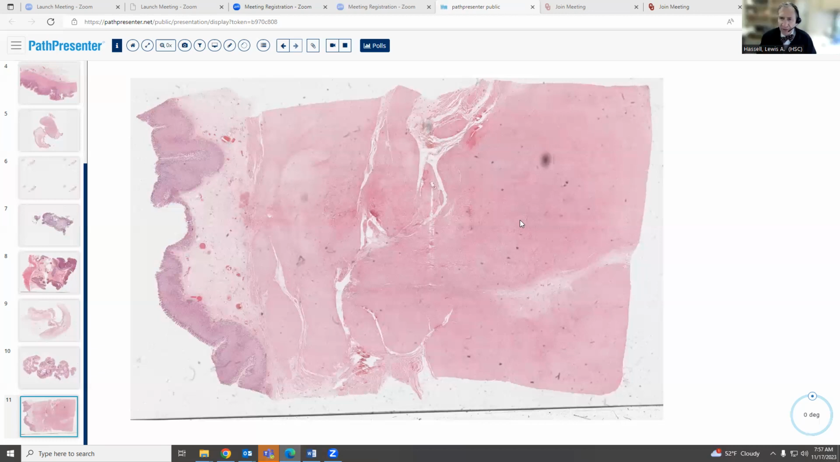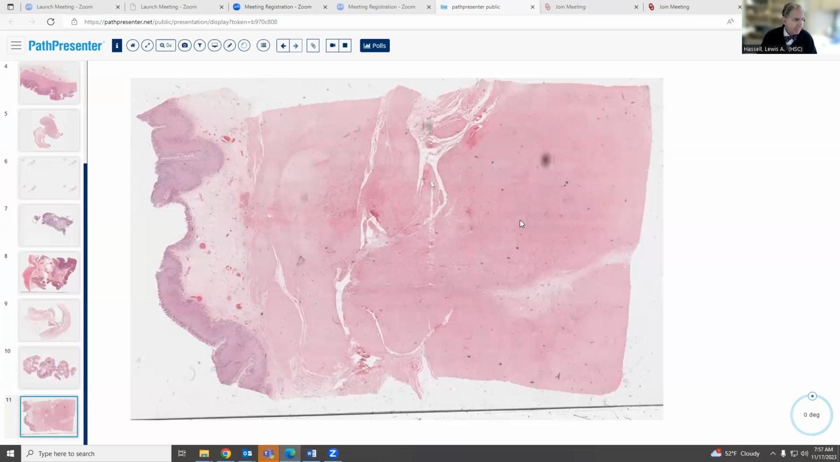Yeah, I would agree. I think the surface epithelial changes are the things that I always clue in on first. And if I don't have those, then I'm very reluctant to call collagenous colitis or microscopic colitis.